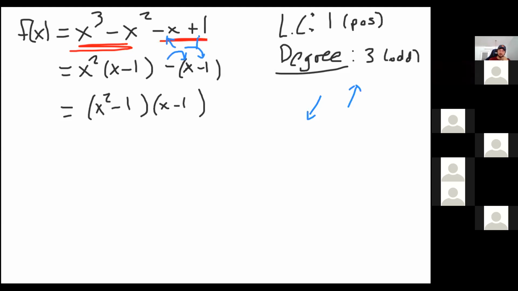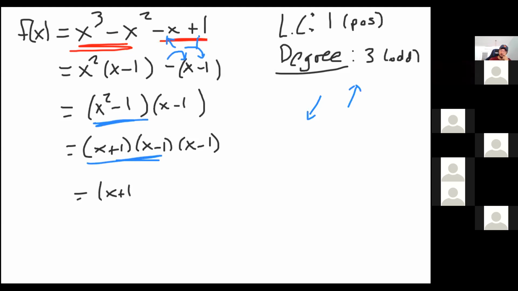I look at that x squared minus 1. I can factor that into an x plus 1 times an x minus 1. I still have this nice little multiplication of x minus 1. So all I've done here is factor x squared minus 1, which leaves me with an x plus 1 times x minus 1 quantity squared.